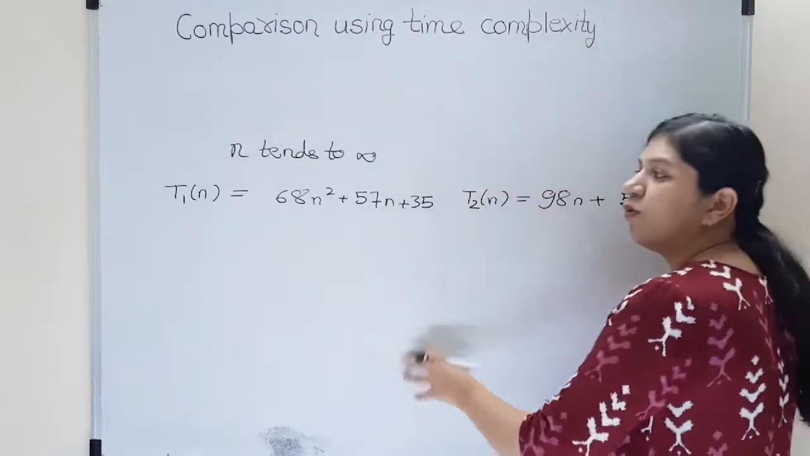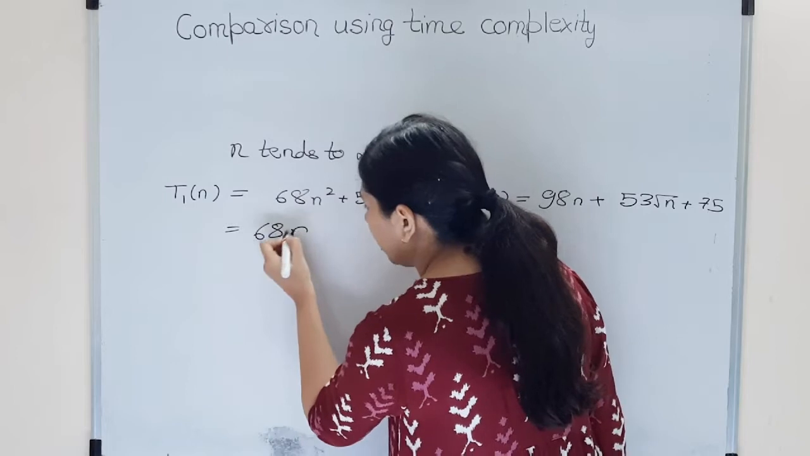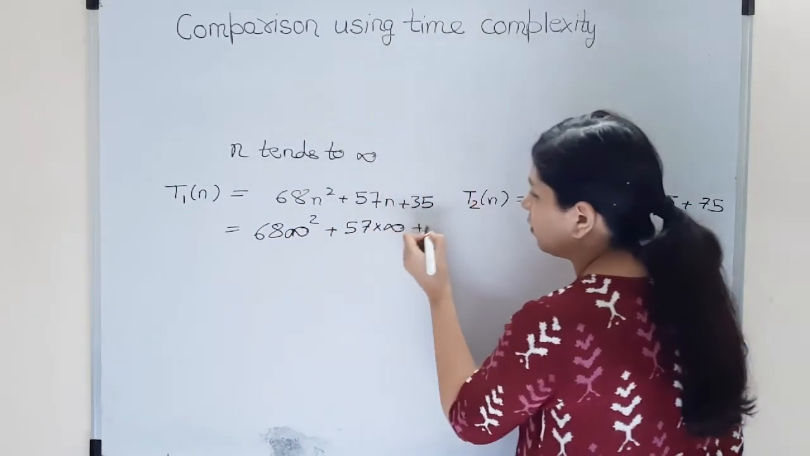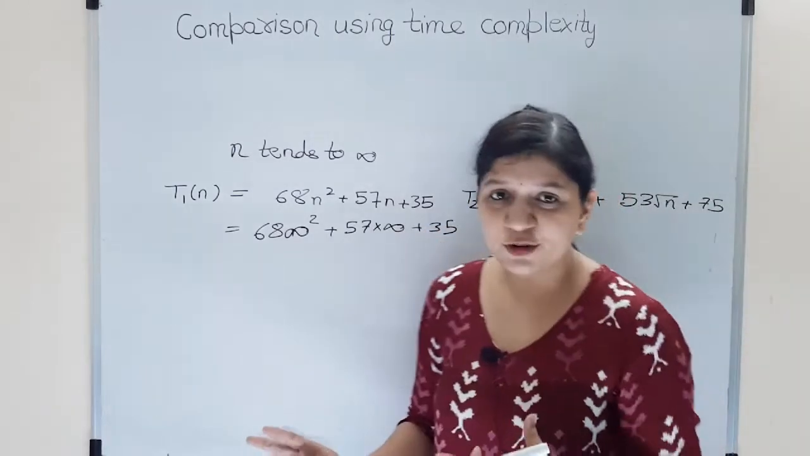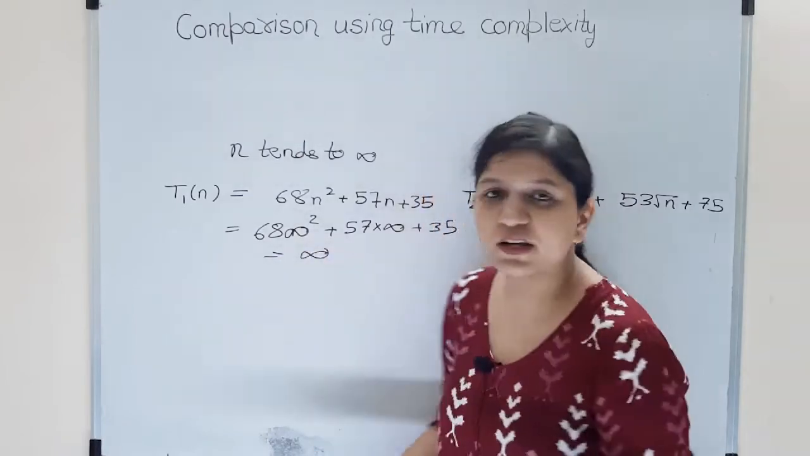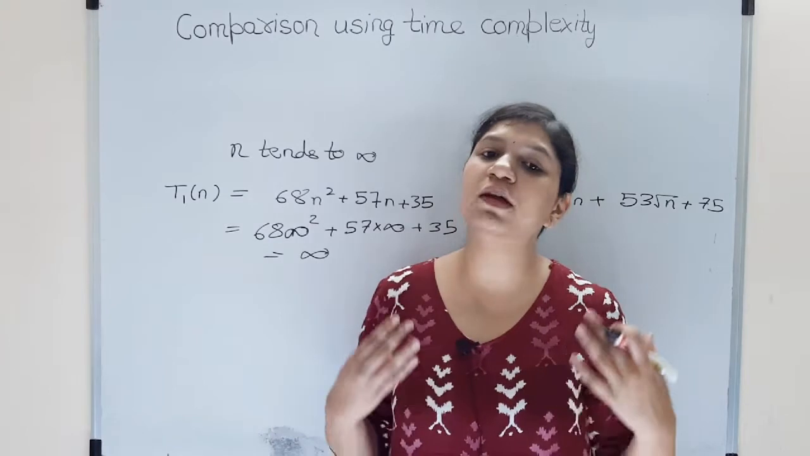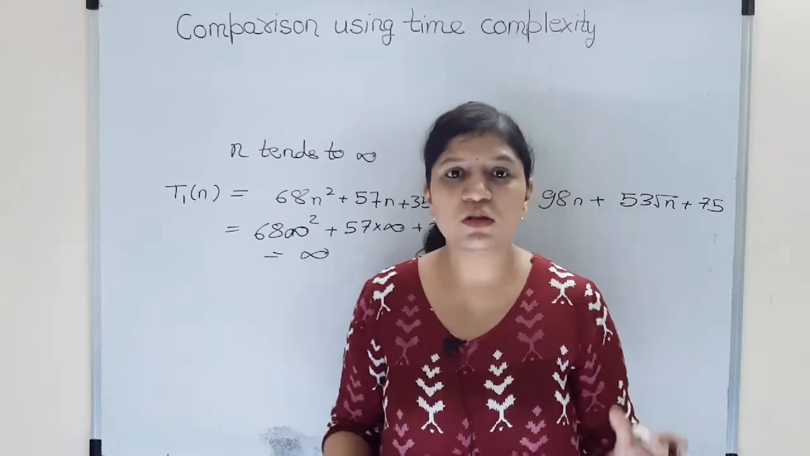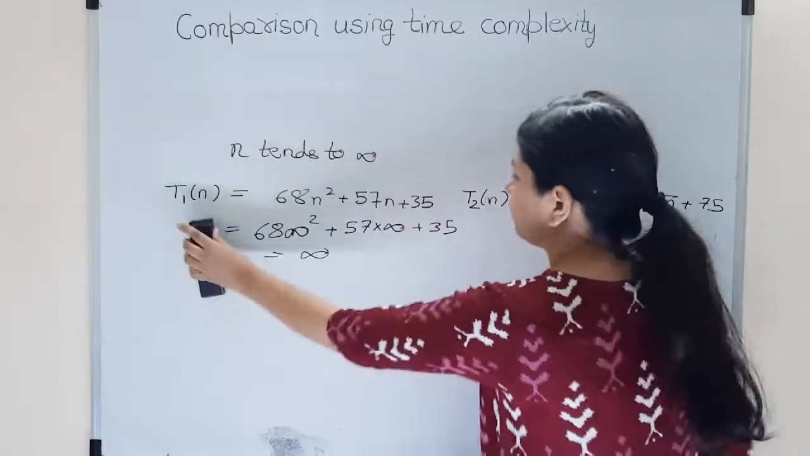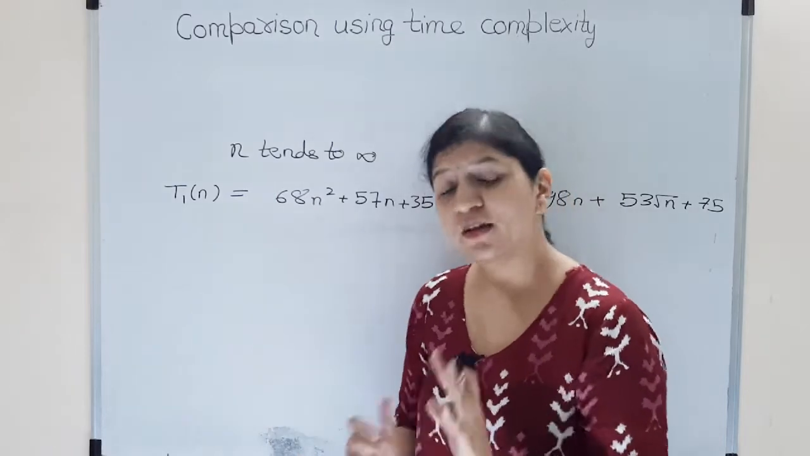Now what will you do? n is tending to infinity, so can you do it like this: infinity square plus 57 into infinity plus 35? Can we do calculations like this? No, right? Because this is going to give you infinity only. So how do we do the calculations or compare the algorithms? The important thing to understand is, let's consider a very large value of n, not infinity, a very large value.